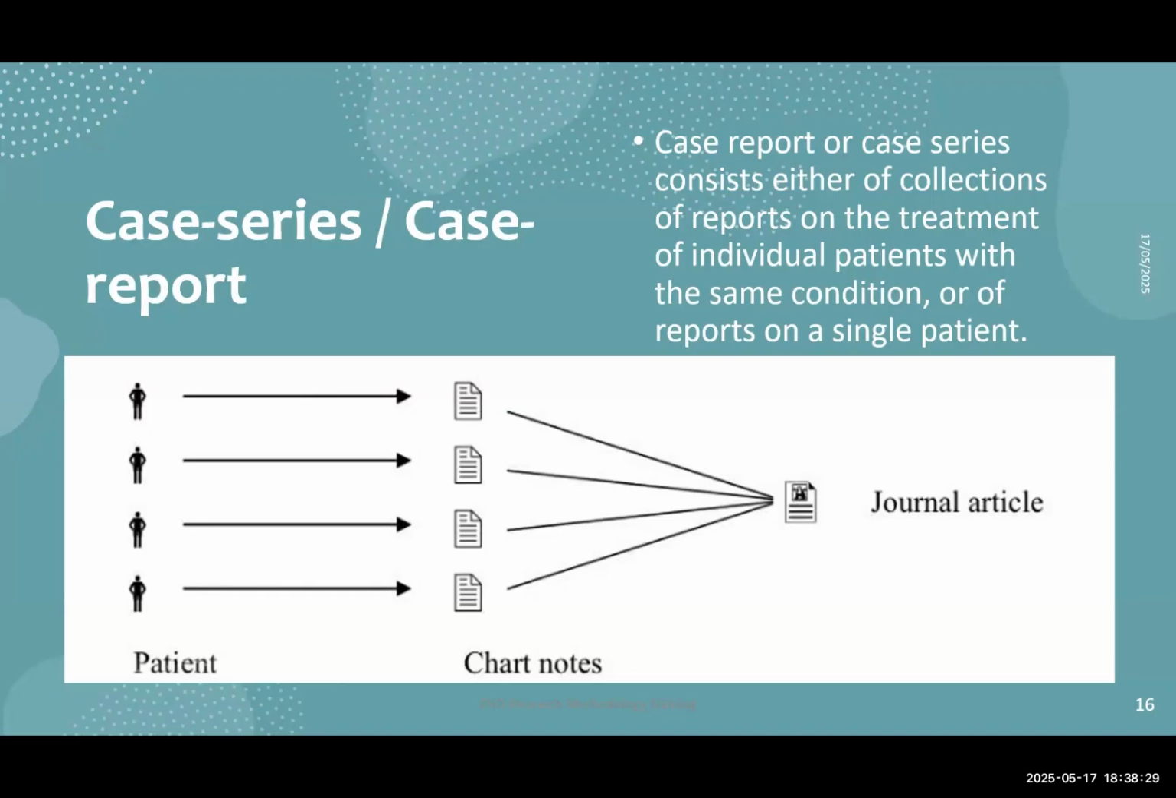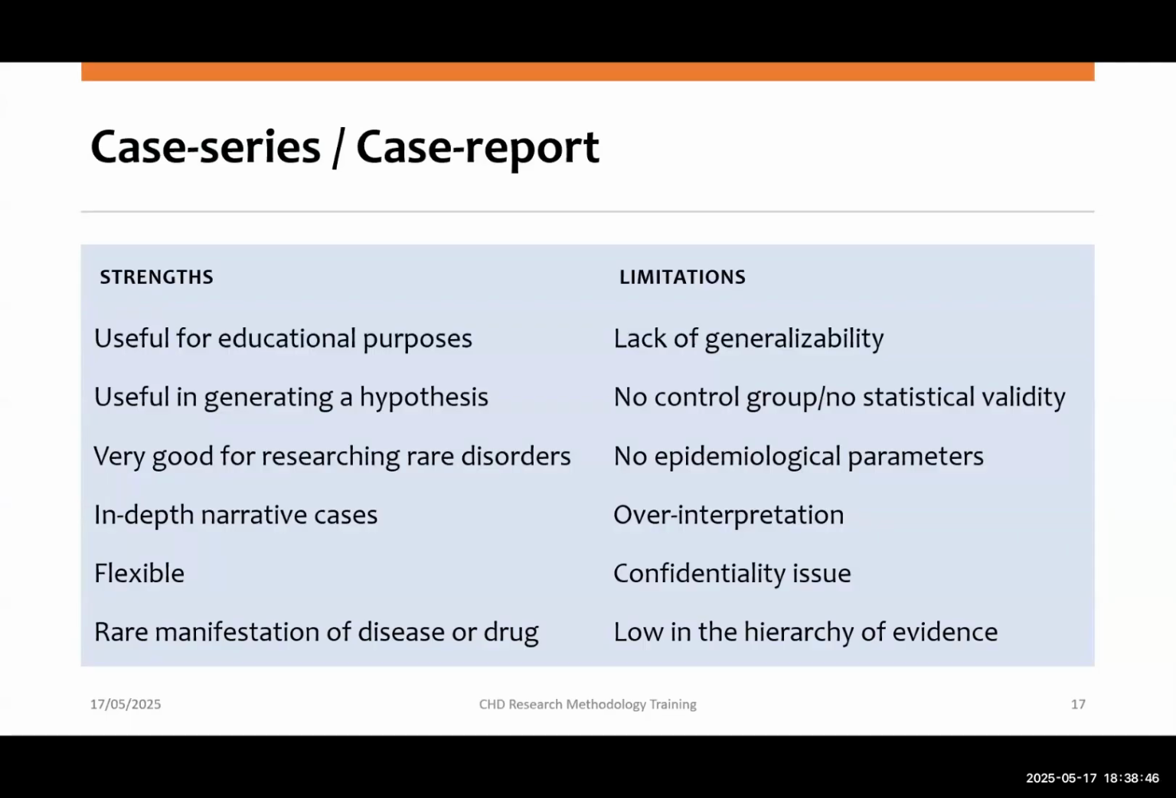So when it's one case you're looking at, it's called a case report. When it is more than one case of the same condition that you're checking put together, it's called a case series. So it consists of the collection of treatment of an individual. And case series and case reports have their strengths and their limitations.